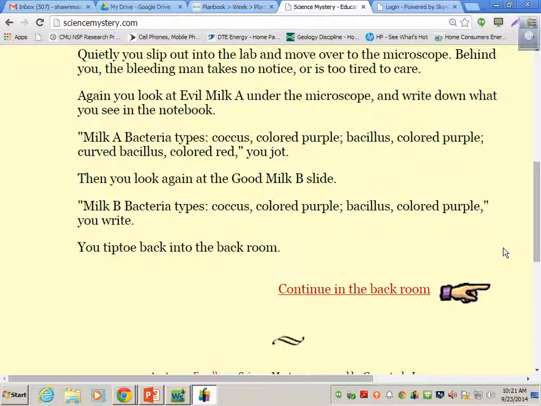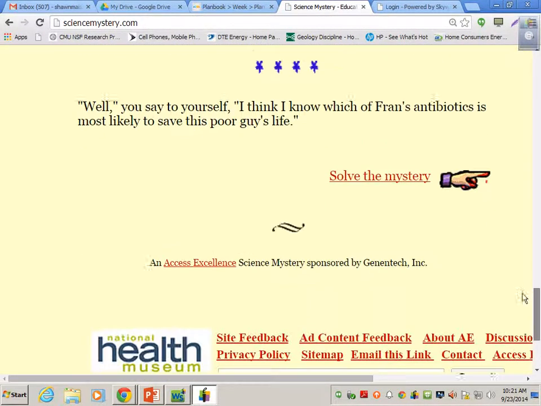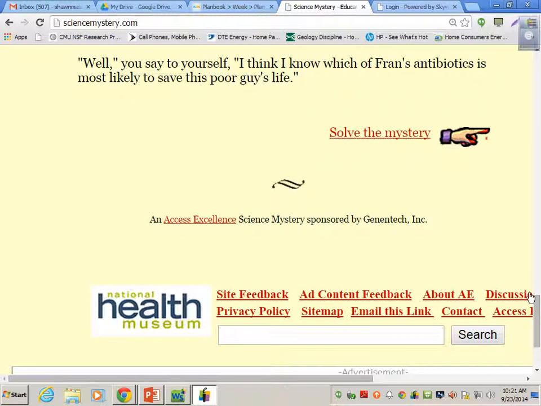Then you look at good milk B. Milk B, bacterial types. Coccus, colored purple. Bacillus, colored purple. You write down. Jinkies. You tiptoe back into the room. You'd better have taken something from that. Jinkies. Well, you say to yourself, I think I know which of Fran's antibiotics is most likely to save this poor guy's life.